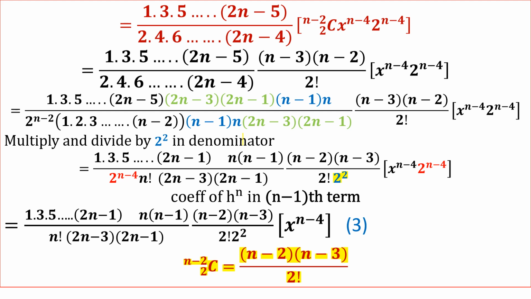Left over is this, but we want n factorial. It means we will multiply by the further factors: n−1, 2(n−1), and n also, right? So that, this can be combined together to get n factorial, right? So the same thing we are getting.